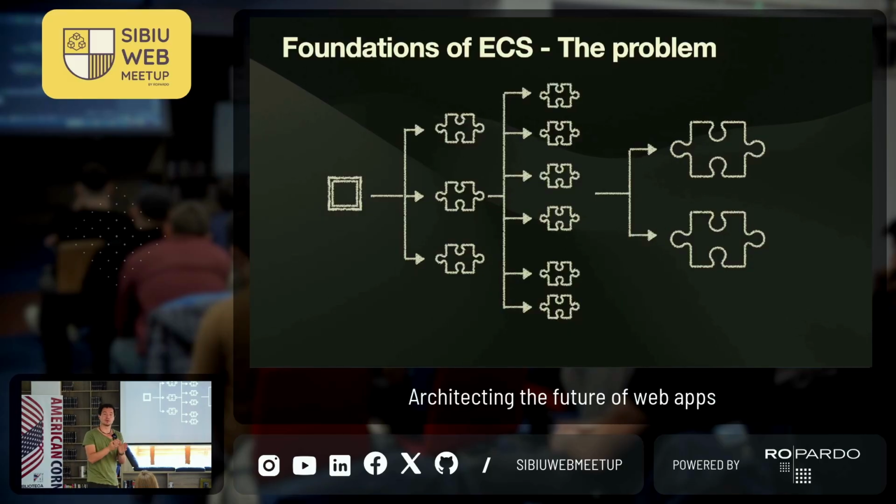ECS, Entity Component System. Thank you for reminding me that. Right, so there are 3 different things: entity, components, and system, and we're going to walk through each of them in just a couple of seconds.